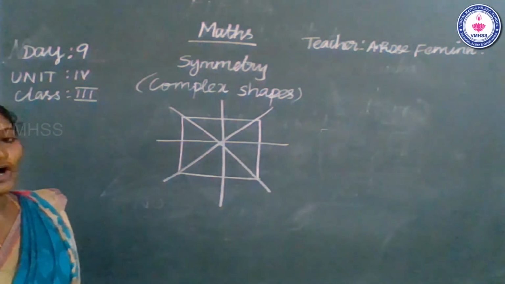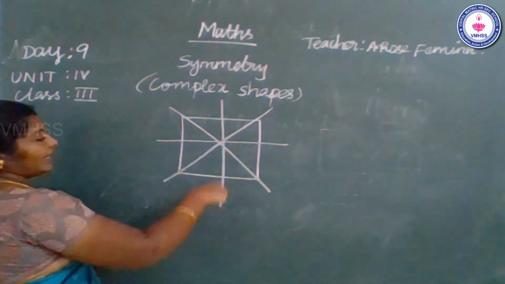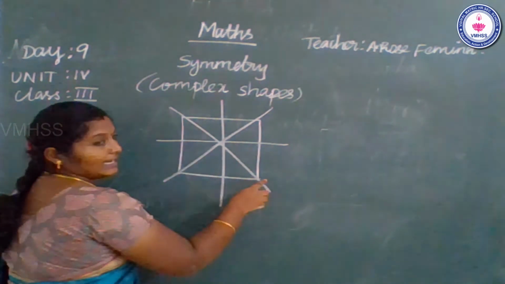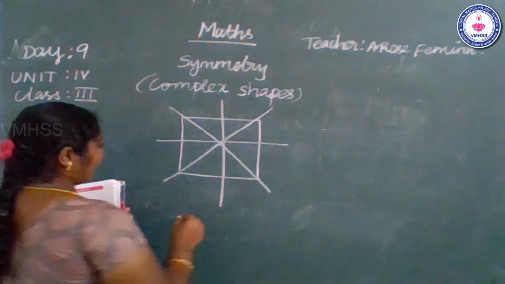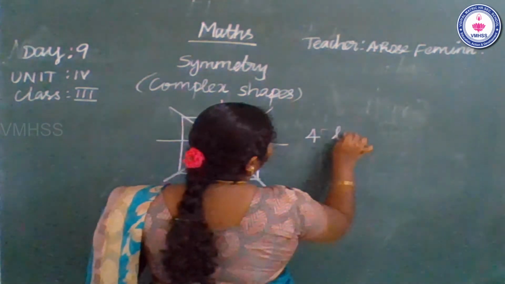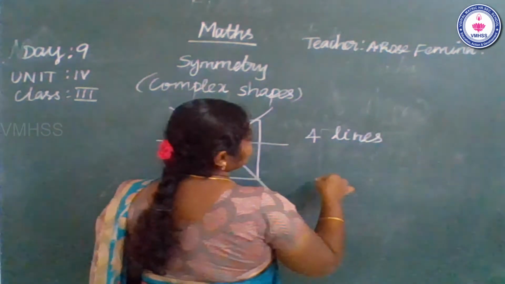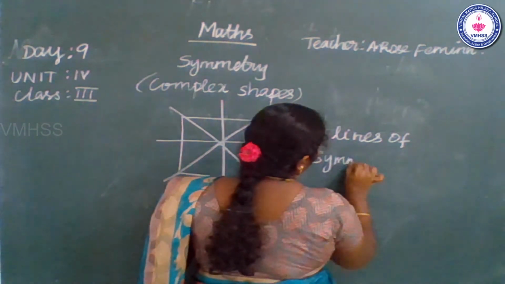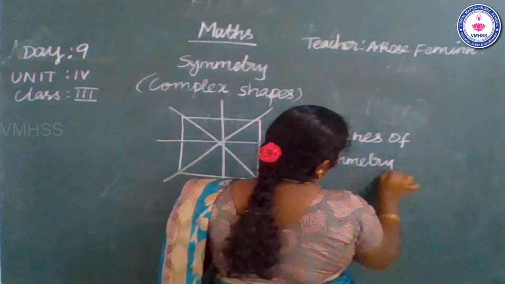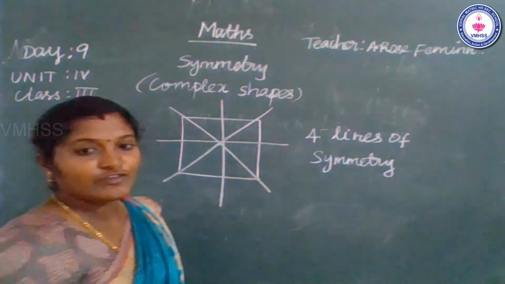So how many lines? 1, 2, 3 and 4. So you write four lines of symmetry. Four lines of symmetry. So write fast, students.